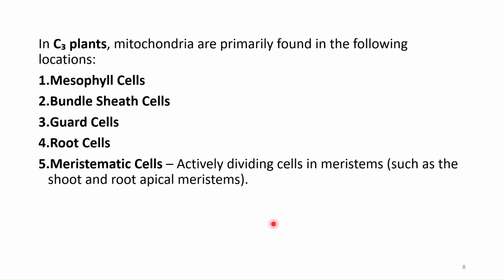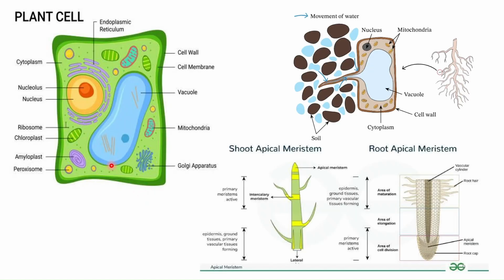So in C3 plants, mitochondria can be seen in many places, primarily found in mesophyll cells that we talked about, palisade and spongy mesophyll cells. It is also seen in bundle sheath cells. In C3, if you had seen, the bundle sheath cells were not very prominent, as you could see in the C4 photosynthesis. So mitochondria are present in these bundle sheath cells also. Guard cells are the cells that surround the stomata. They also have mitochondria. Root cells have mitochondria, and meristematic cells, which are actively dividing cells that you can find in the tip of the shoots and the tip of the root. So this is what I said, and these are just pictorial representations of that.